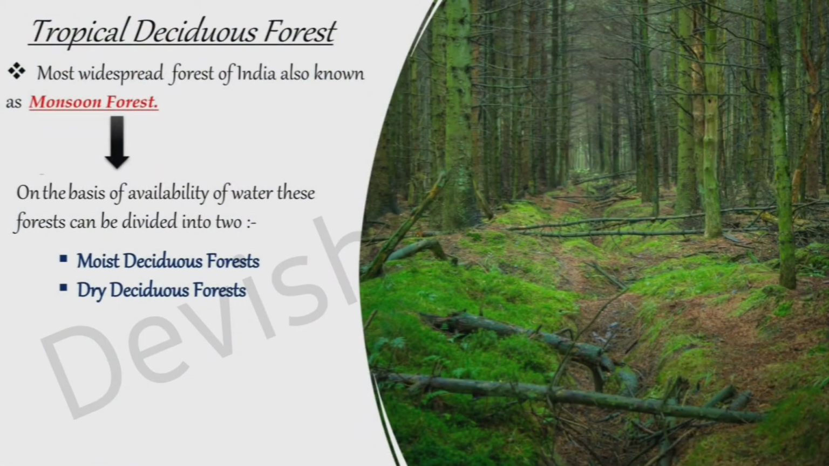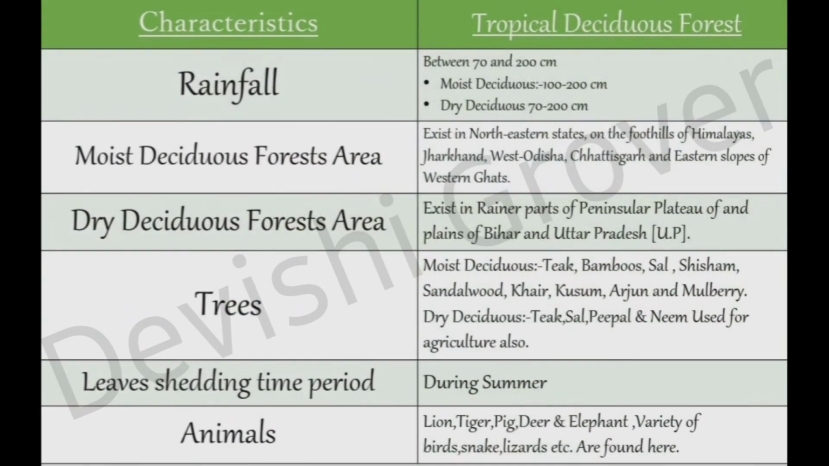Now, let's talk about tropical deciduous forest. Tropical deciduous forests are the most widespread forests of India, also known as monsoon forests. On the basis of the availability of water, these forests can be divided into two: moist deciduous forest and dry deciduous forest. Characteristics of tropical deciduous forest. Rainfall in these forests is between 70 to 200 cm. On the basis of their division, moist deciduous forests have 100 to 200 cm of rainfall, whereas dry deciduous forests have 70 to 200 cm of rainfall.